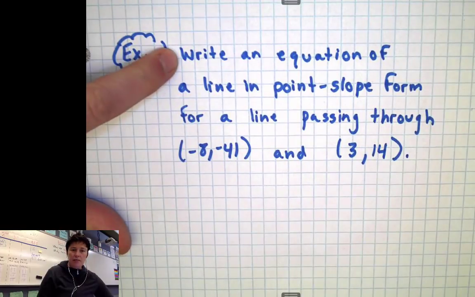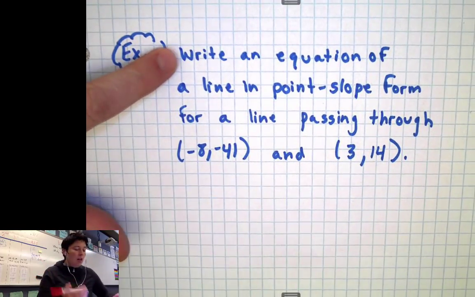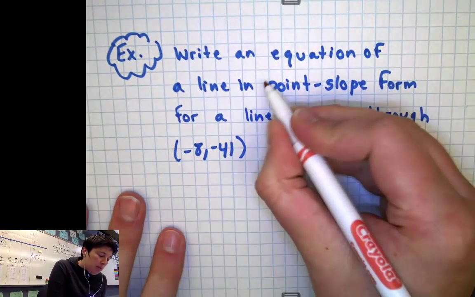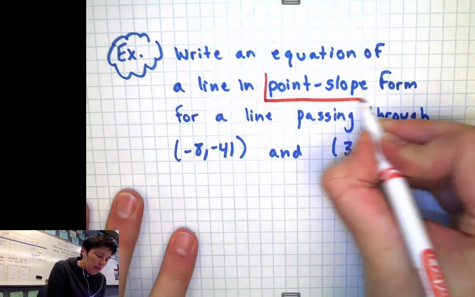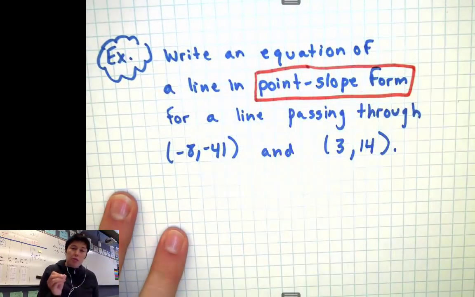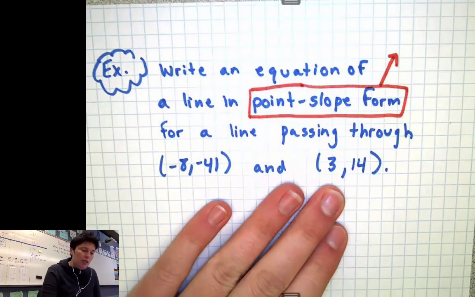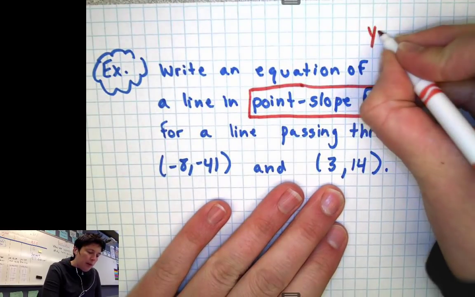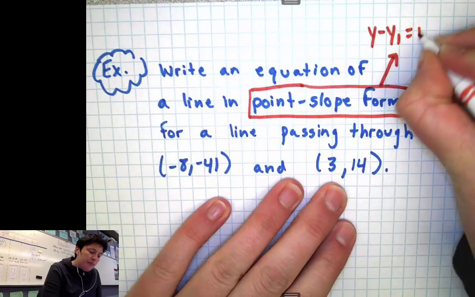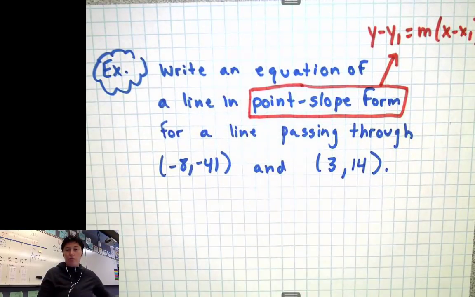A lot of people see "write an equation of a line," and then they see the points, and they're like, okay, y equals mx plus b. But what you have to pay attention to is it specifically says in point-slope form. It is crucial you read those directions, because the second you see that, your mind should be saying, okay, I've got to do it in that point-slope form, y minus y1 equals m times x minus x1. So read the directions, read, read, read.